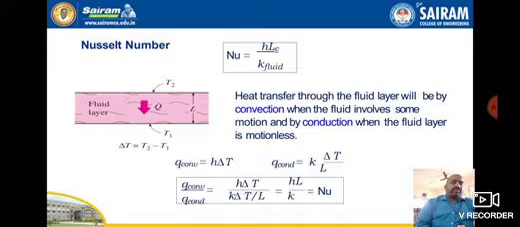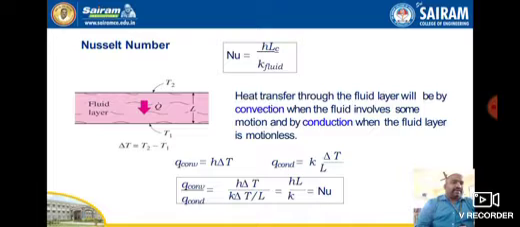Once you know the convective heat transfer, that is h into delta T, we can write by conduction also k into delta T by L. By taking the ratio of convective heat transfer and conduction heat transfer, that ratio will give the hL by k relation. This number is called the Nusselt number. It is a dimensionless number, not having any units. You can check it: the unit of h is watt per meter square Kelvin, L is meter, and the unit of thermal conductivity is watt per meter Kelvin.